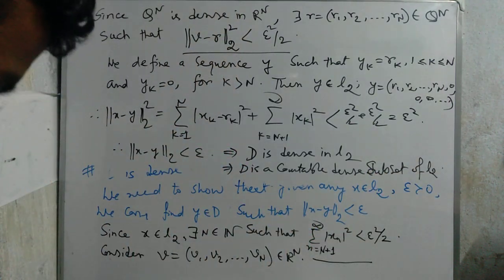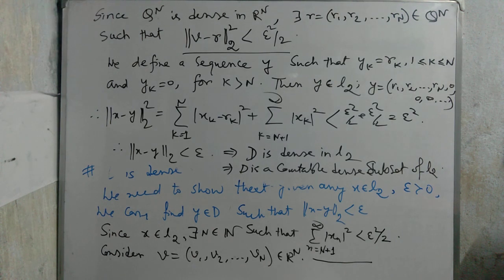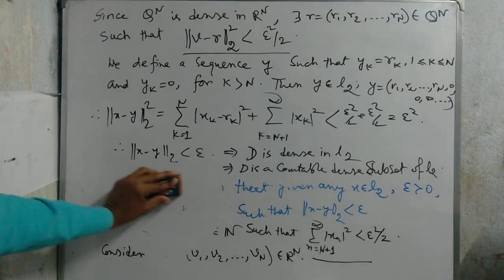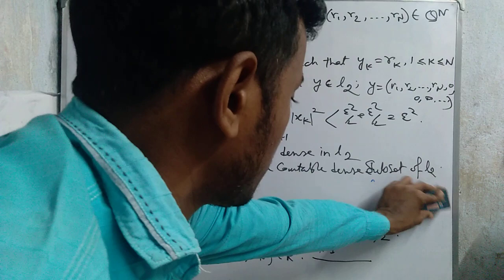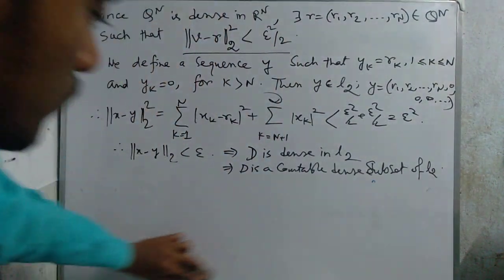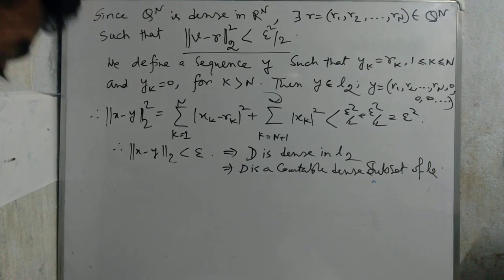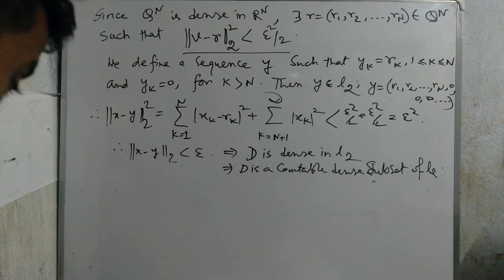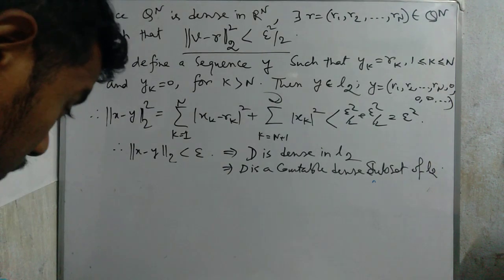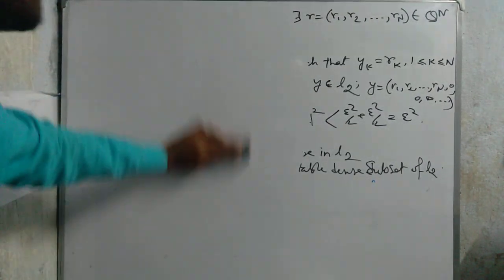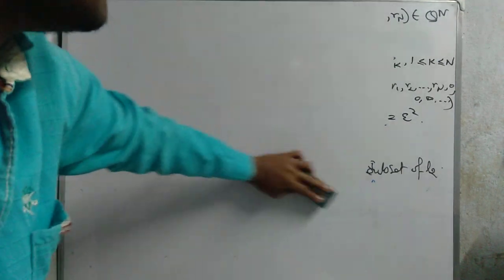Since we know this one is countable first and obviously a dense subset of L2, this is a countable dense subset of L2. So we prove this one, one example of a dense subset in L2. Now we erase that portion and go on to further discussion of another topic, one important lemma. I think this one is understandable, too easy.